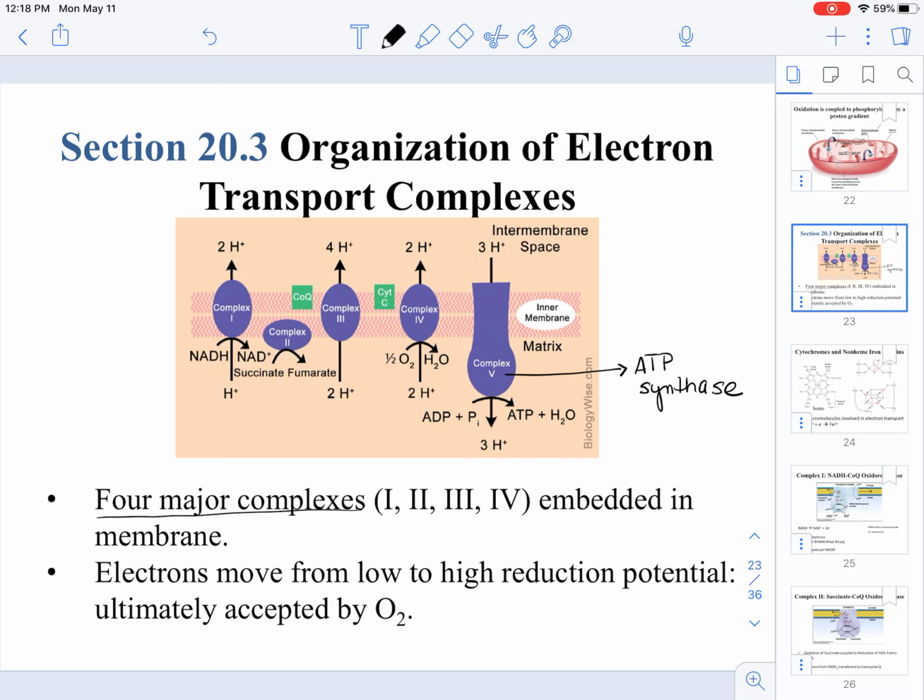Okay, so understand that the electrons are going to move from low to high reduction potential, but we are not going to talk about the chemistries of the reduction potential. And ultimately, remember, oxygen is going to be accepting those electrons in order to make water. Let's now look at the molecules that are involved in transporting the electrons specifically.